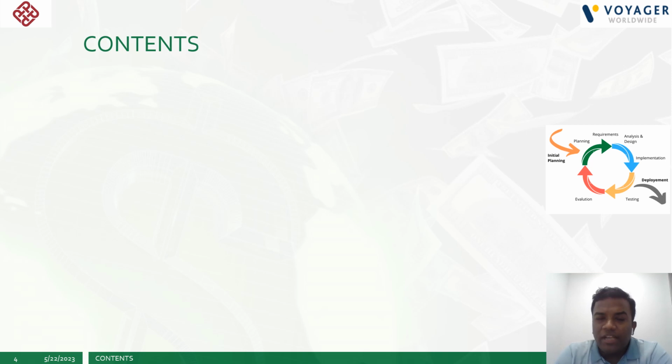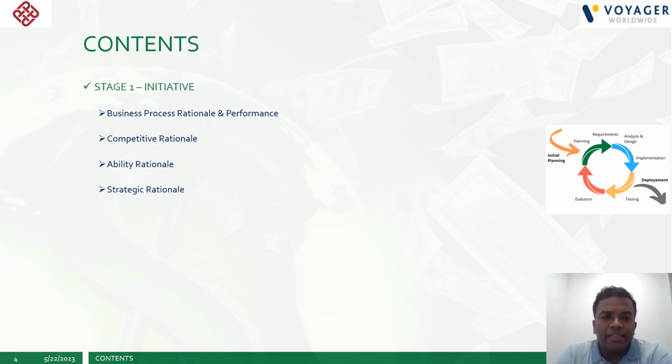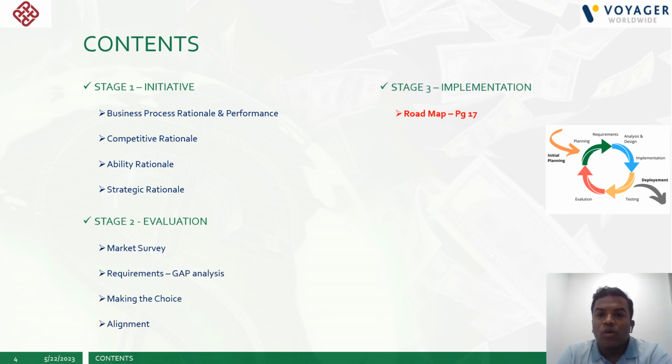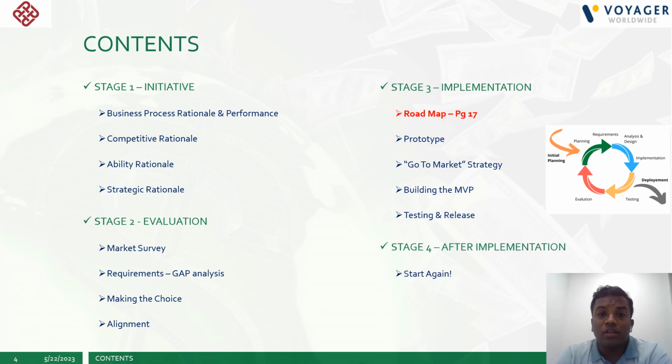Moving on, let's briefly look at the contents of today's presentation. Stage 1 will be the initiative stage on why we should build something. Stage 2 will be choosing the right thing to build. Stage 3 will be building it right. And stage 4 is to ensure the life cycle of the product.